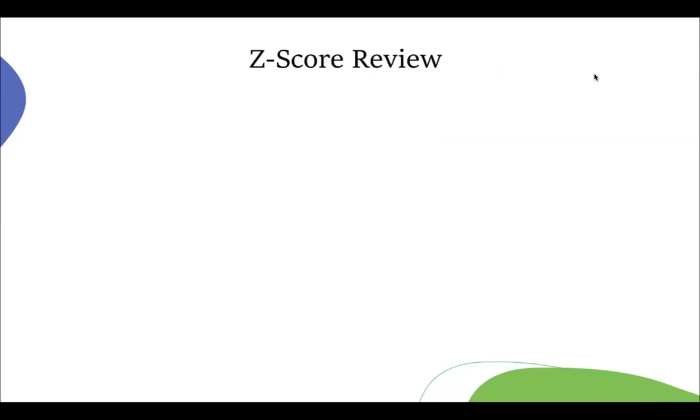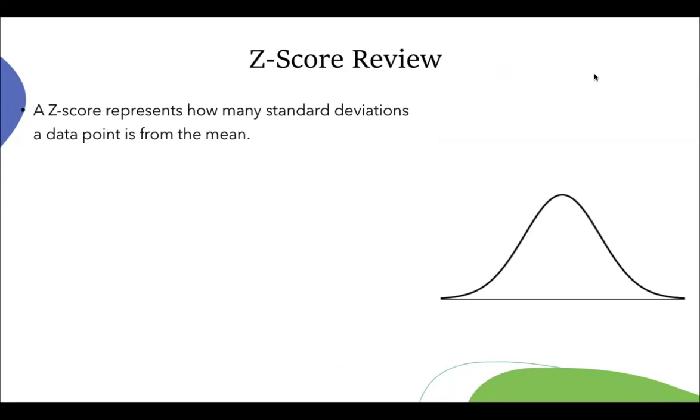Okay, let's review what we know about z-scores, because we're going to start seeing some questions in a moment that involve z-scores, and I want to just refresh what we know about this topic. A z-score represents how many standard deviations a data point is from the mean. We have this formula, x minus mu divided by sigma, and it helps us calculate the z-score.